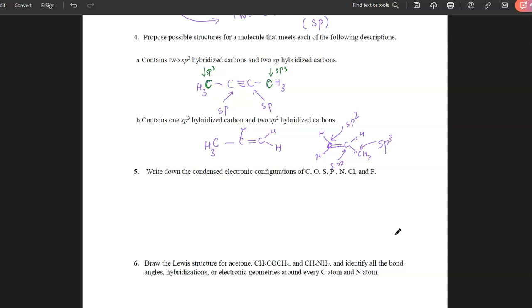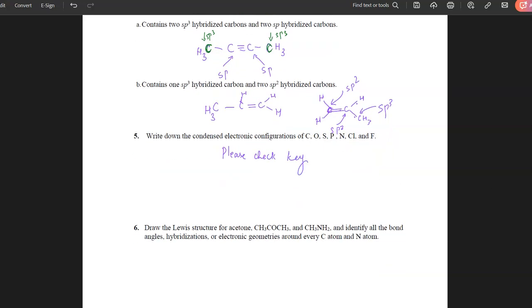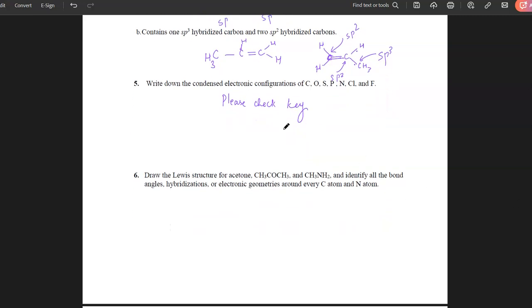Then the next question is, write down the condensed electronic configuration of carbon, oxygen, sulfur, phosphorus, nitrogen, chlorine, and fluorine. I would suggest you please check the key that is posted. It's very basic from general chemistry, and I don't want to spend time working through electronic configurations.